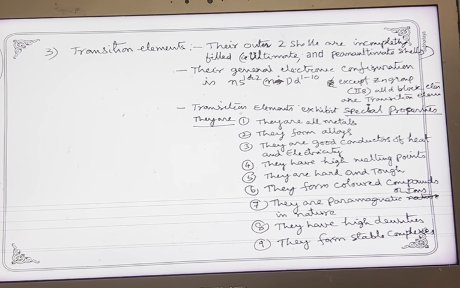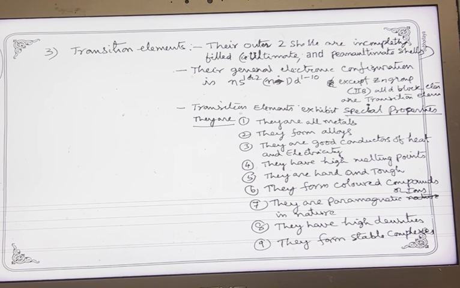What are those? They are all metals. They form alloys. Most of the d block elements are transition elements. So whether you are asked about the properties of d block elements or transition elements, you can write all these 9 points. It is very important.